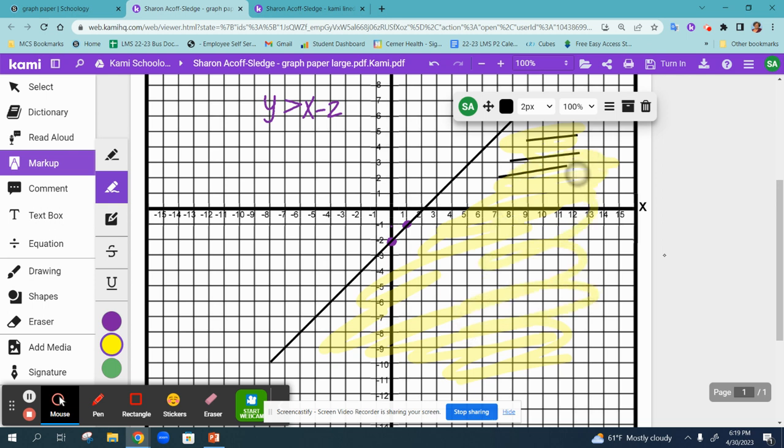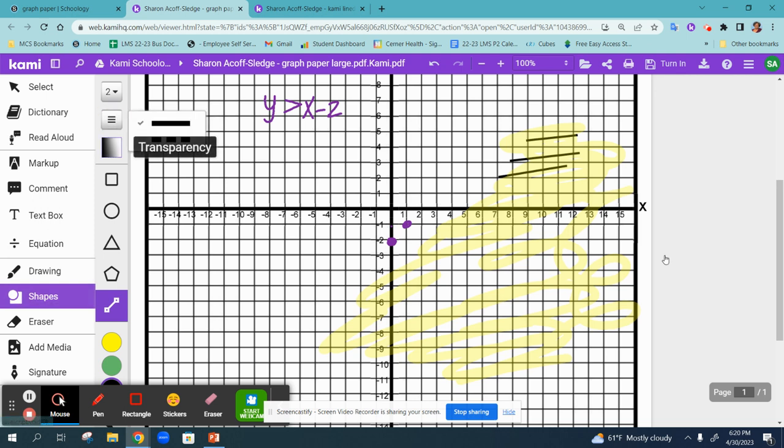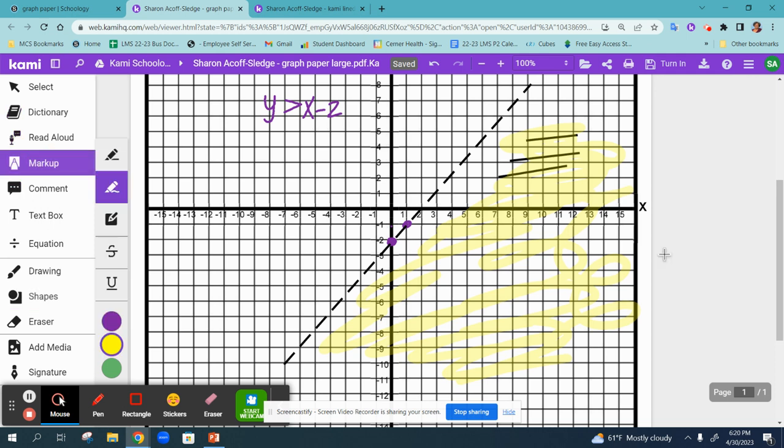Oh, I made a mistake. Should have caught that. My line should not be solid. So let me fix that. Since that's a greater than, and it's not the equal under there, my line is dotted. So let me try that again and do it right this time. And then I'm going to shade over here.